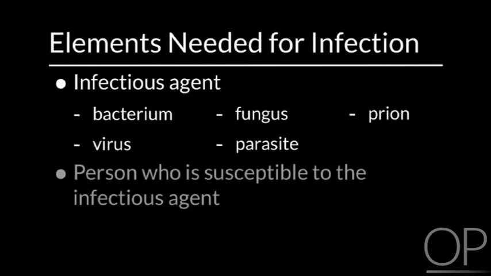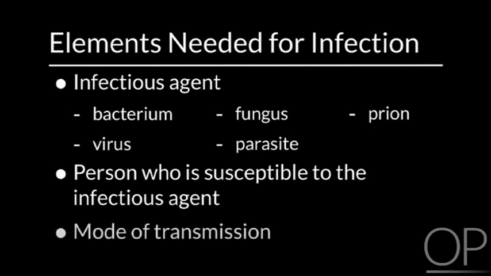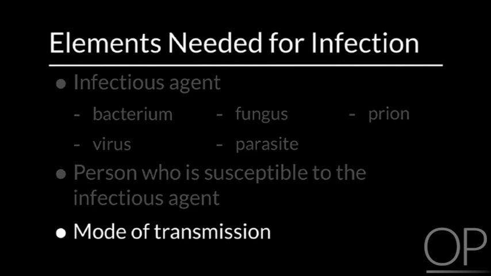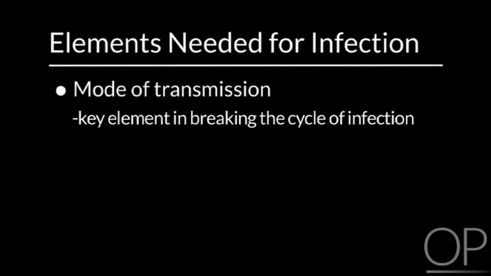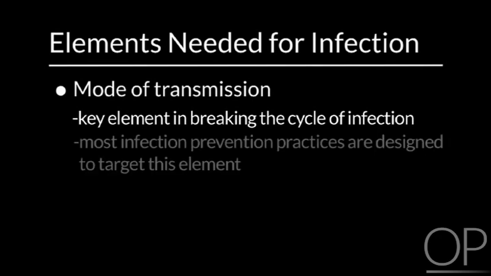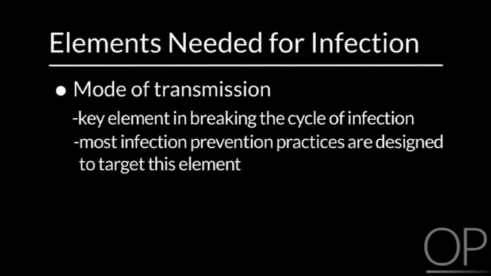Second, there must be a person who is susceptible to the infectious agent. And finally, the mode of transmission is the way that an infectious agent gets to a susceptible host. The mode of transmission is the key element in breaking the cycle of infection. Most infection prevention practices are designed to target this element.